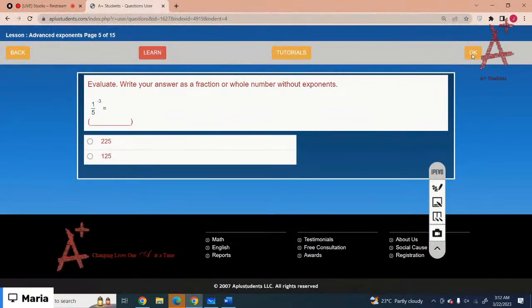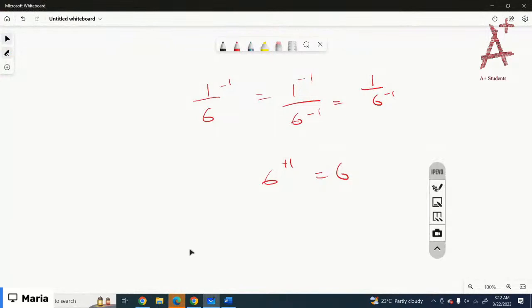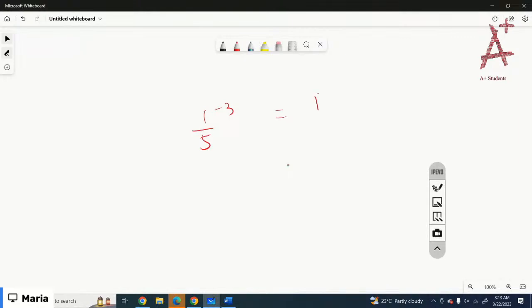1 over 5 exponent negative 3. So which is the correct option? 1 over 5 exponent negative 3. That means the negative 3 is the exponent of both numerator and denominator. It would be 1 exponent negative 3 and 5 exponent negative 3. Got it?